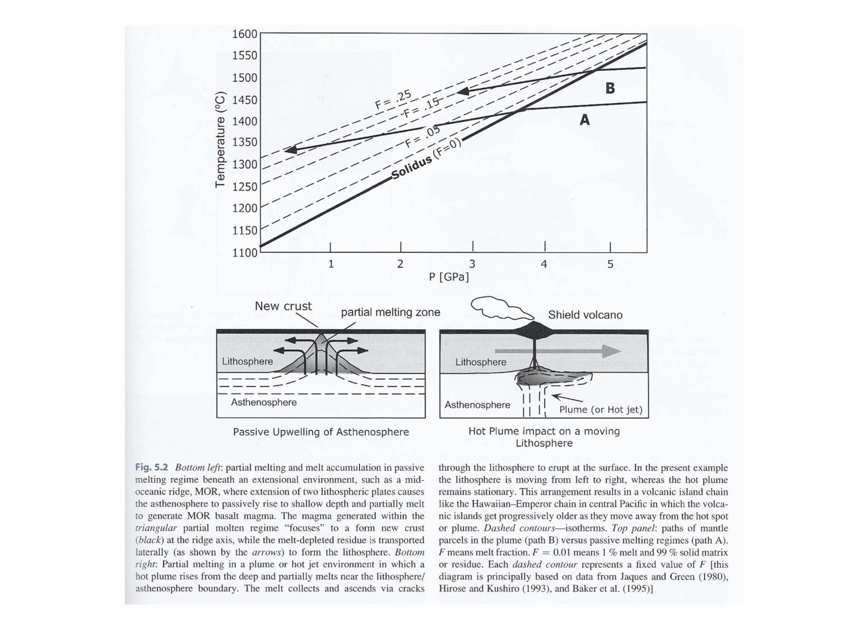What is written below, bottom left: partial melting and melt accumulation in a passive melting regime beneath an extensional environment, such as a mid-ocean ridge, the mid-ocean ridge basalt, where extension of two lithospheric plates causes the asthenosphere to passively rise to shallow depth and partially melt to generate the basalt which is formed at the mid-ocean ridges.